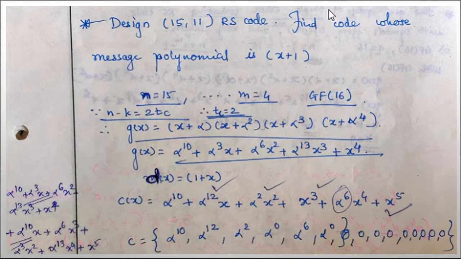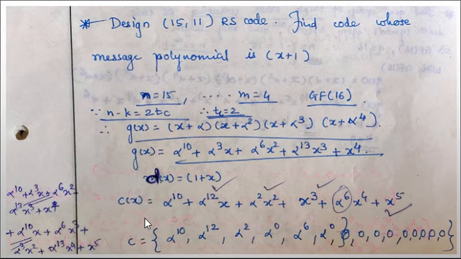If it is asked in the problem statement to go for the systematic cyclic code, then it is our responsibility to go for calculation of c of x in terms of the systematic approach only. Okay. Now the c of x is nothing but the polynomial. We can obtain the c.